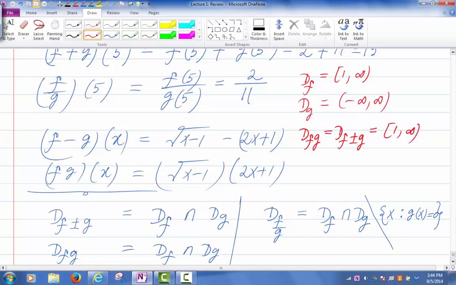And is it the same for f divided by g? What's the domain of f divided by g? Well, it will be the same as 1 to infinity, except that I have to also exclude where g vanishes, right? However, are there any points where g vanishes there? No. So it will still be the same as this one, because g does not vanish at any of the points between 1 to infinity, right?